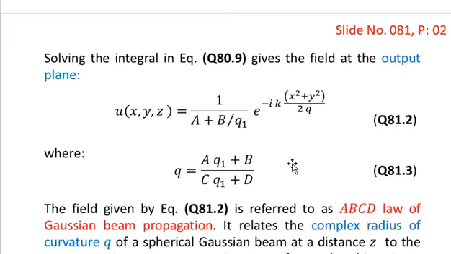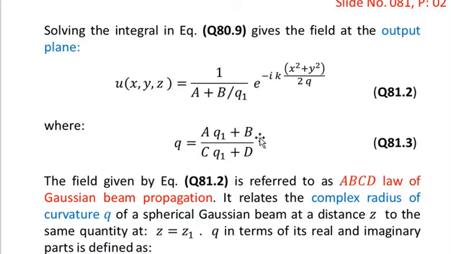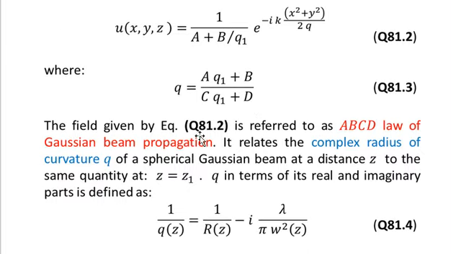So here I am giving you the relationship that q in equation number 2 is related to the q1 in equation number 1 through the relationship that q is equal to a times q1 plus b divided by c times q1 plus capital D. The field given by equation number 2 is referred to as the ABCD law of Gaussian beam propagation. It relates the complex radius of curvature q.